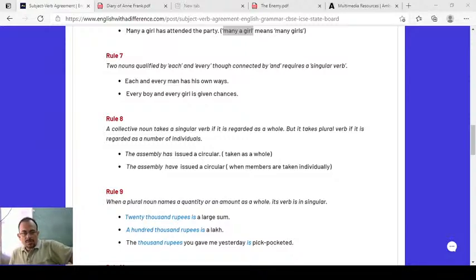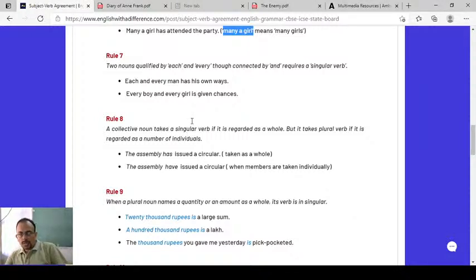So always remember that whenever a sentence begins with either, neither, anyone, many, okay, the verb is always singular. So just remember these rules. You can learn by heart also. If a sentence begins with either, neither, many, everyone, then the verb is always followed by a singular verb. So please do remember this rule. Now let's move on to rule number 7. What is rule number 7?